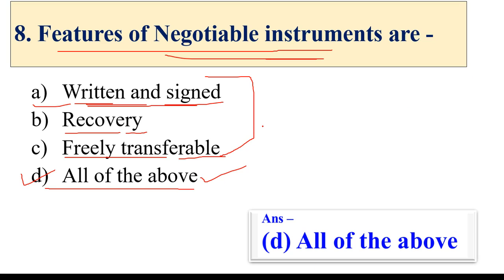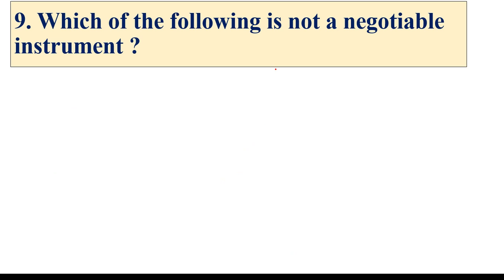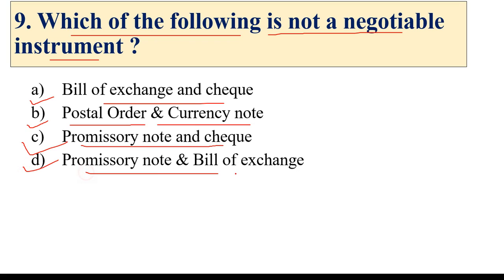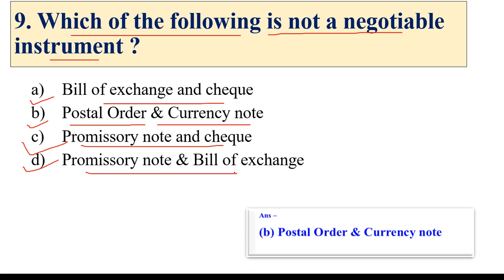So let's move to question number 9. Question number 9 is, which of the following is not a negotiable instrument? Okay, till now you have understood that. I'm sure you will get this answer correct, because till now you have understood what negotiable instruments are. So still we'll see the options. Option A, bill of exchange and check. Option B, postal order and currency note. Option C is promissory note and check. Option D is promissory note and bill of exchange. So without wasting time, the correct answer is option B.